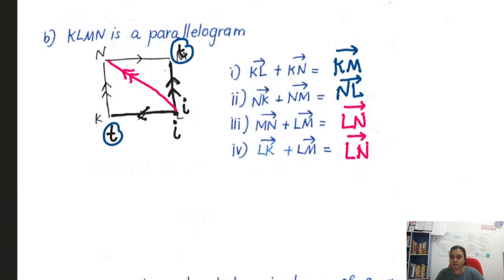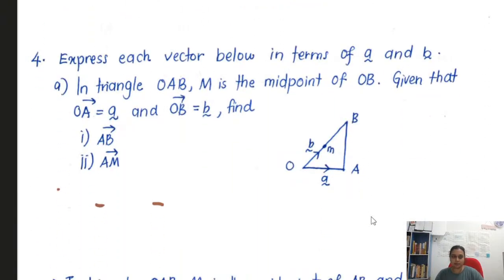Okay, faham, Yowin? Can understand? Okay, so shall we go to the next question, number 4? Number 4, express. Express means ungkapkan. Express means you must ungkapkan the vector in terms of A and B, dalam bentuk A dan B.